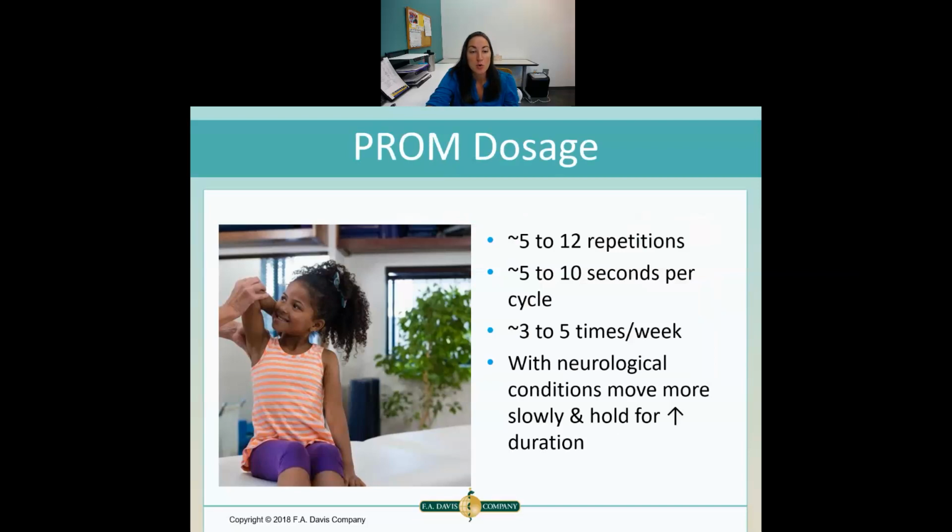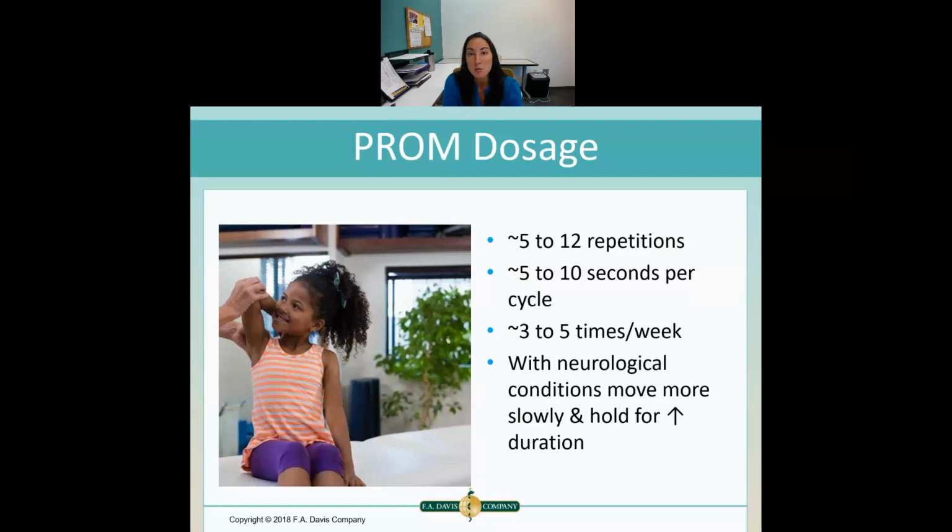Dosage. This is what we typically use for passive range of motion: around 5 to 12 reps, typically between 5 and 10 seconds per cycle. So you go up slowly and hold it for a few seconds, and down slowly and hold it for a few seconds, 5 to 12 times.